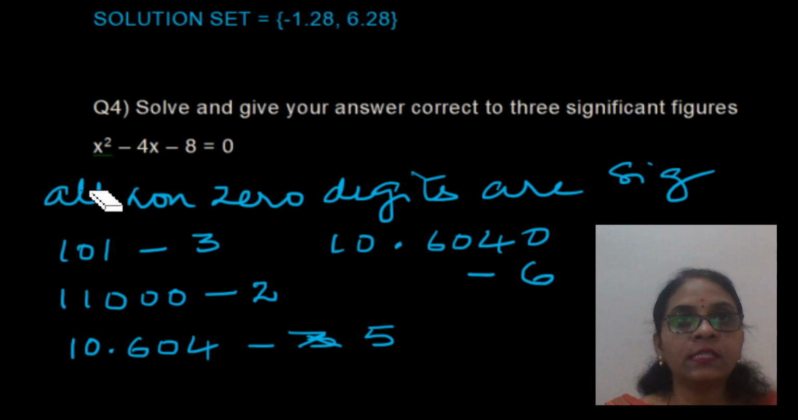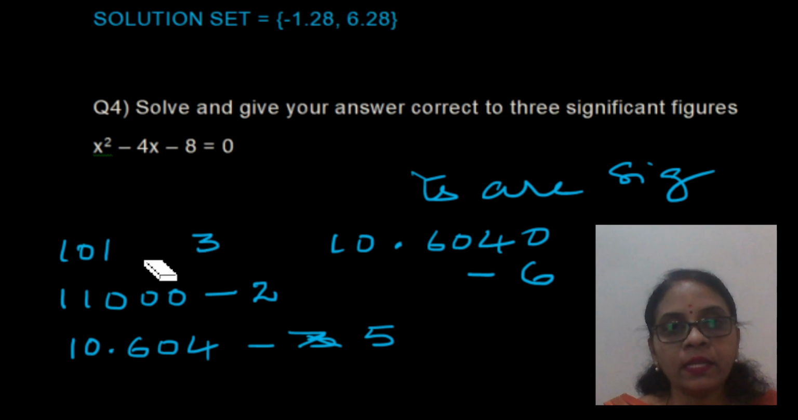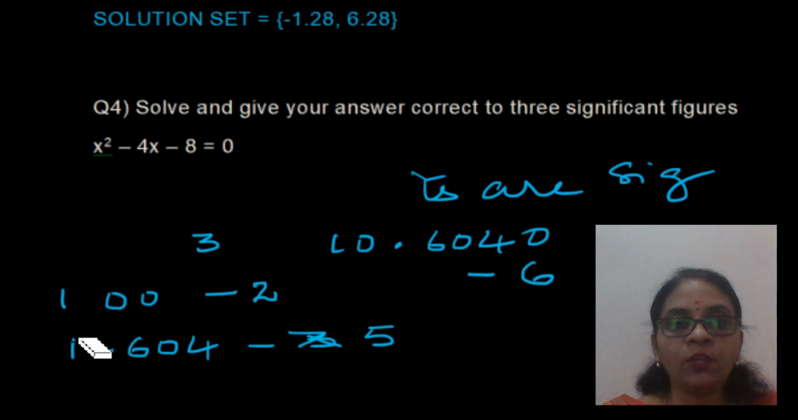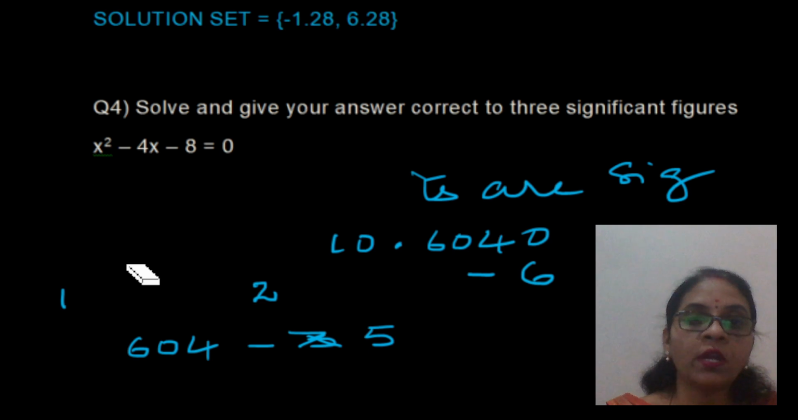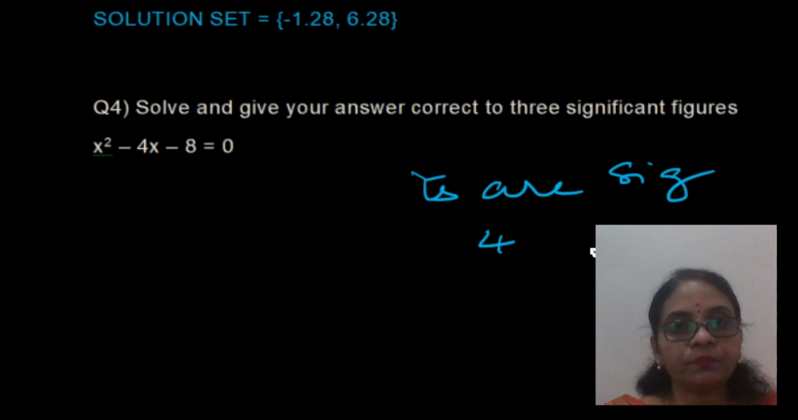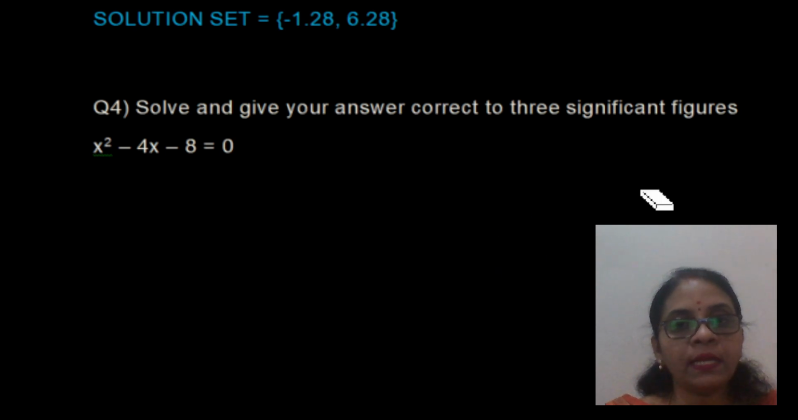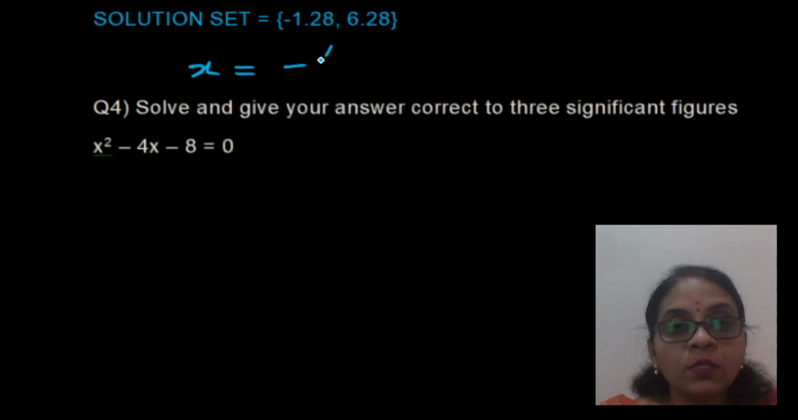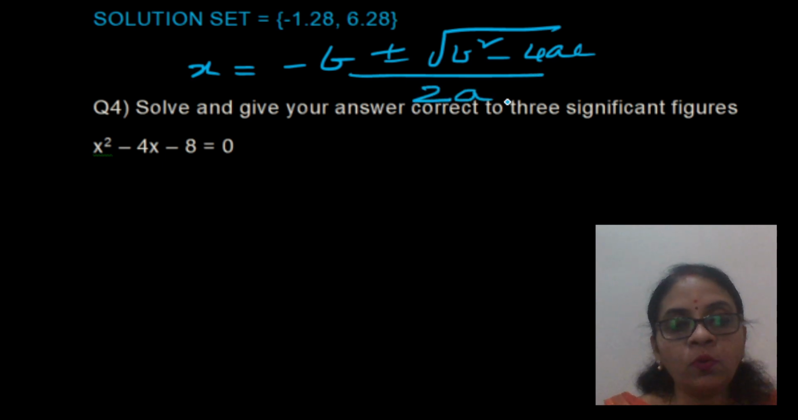I'm erasing all this. So the question is x square minus 4x minus 8 is equal to 0. The value of a is 1, the value of b is minus 4, and the value of c is minus 8. So what's the formula, children? As I erase, you all can memorize the formula. The formula is x is equal to minus b plus or minus root over b square minus 4ac by 2a.